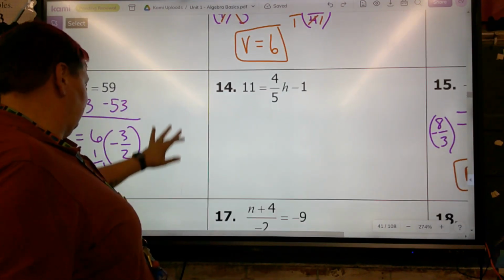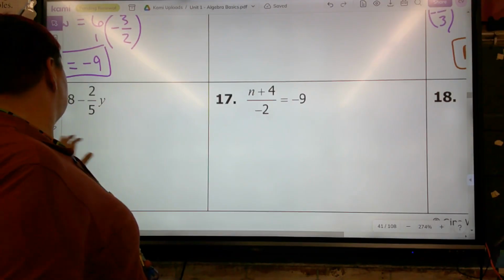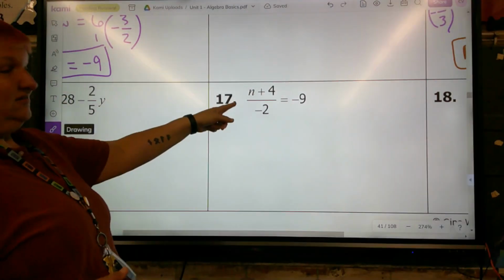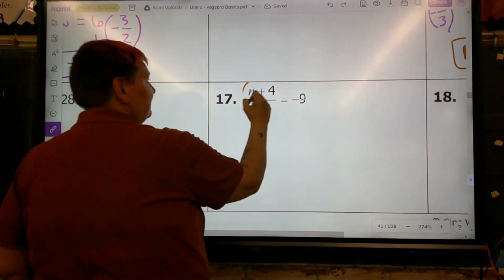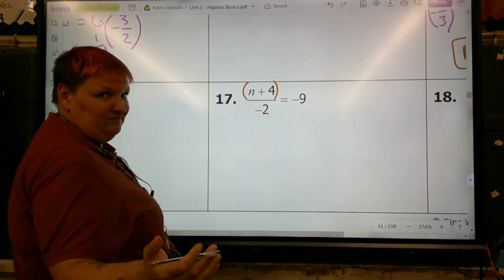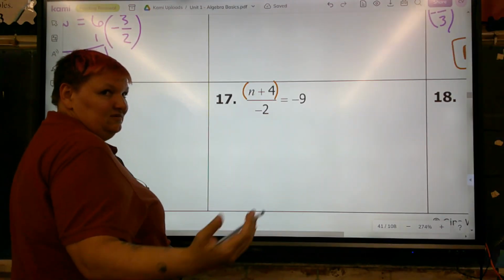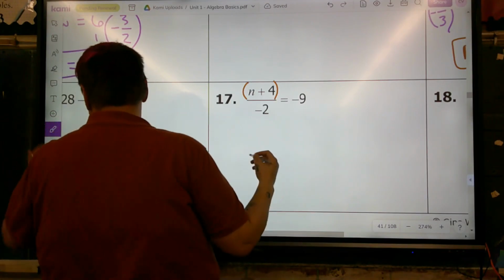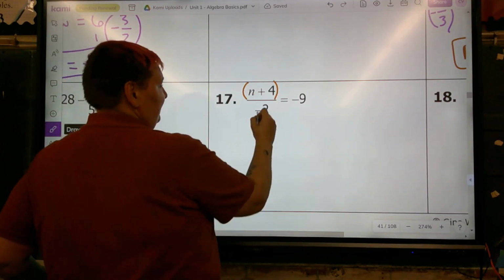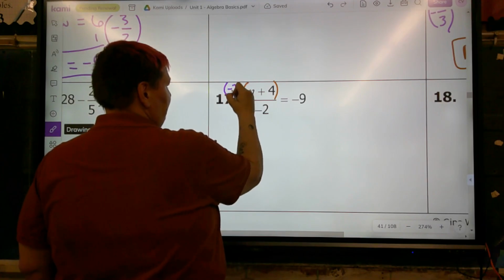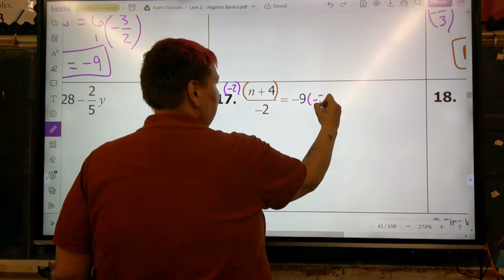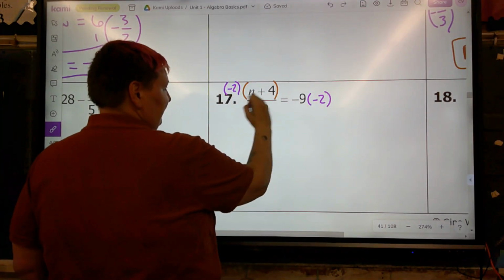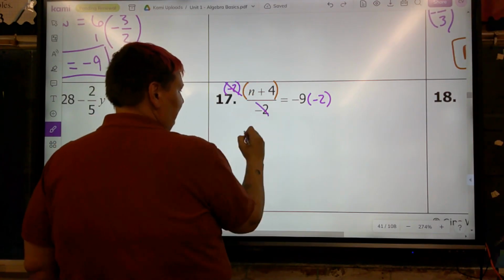I think there is one more. Yes. 17. Invisible parentheses. I'm going to put them there. Make them visible. Until I get rid of that negative 2, they're there. I might as well put them there. Right? So, negative 2. So I'm going to multiply both sides by negative 2. I can get rid of the invisible parentheses now.